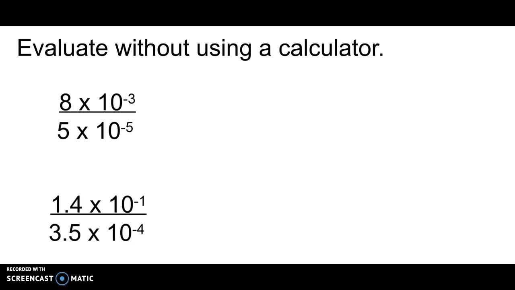Now, let's try and evaluate without using a calculator. So looking at these numbers, I am going to first take 8 divided by 5. Now, before you panic, it's going to take a little work, but you can do it. So 8 goes in the house, 5 goes on the outside, 5 goes into 8 one time, and you get 5. Subtract, you get 3. Add a decimal point and a 0, bring it down, and you get 1.6.